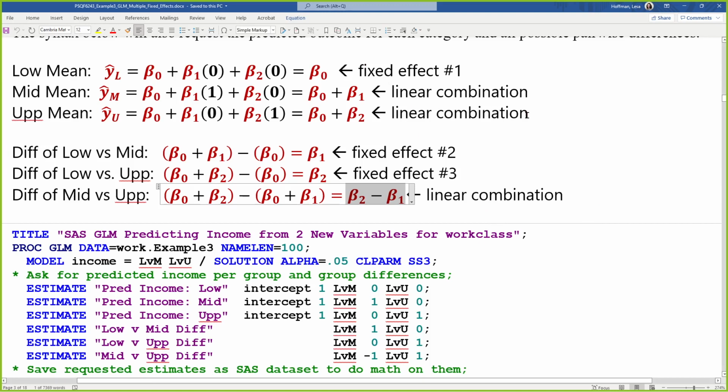So there's 6 things we want to know. The model gives us 3 out of the 6 directly, and the other 3 are linear combinations. So fixed effects are already given to you in your model output. You don't have to do anything. They show up. Anything that I have marked as a linear combination, we have to ask for additionally.